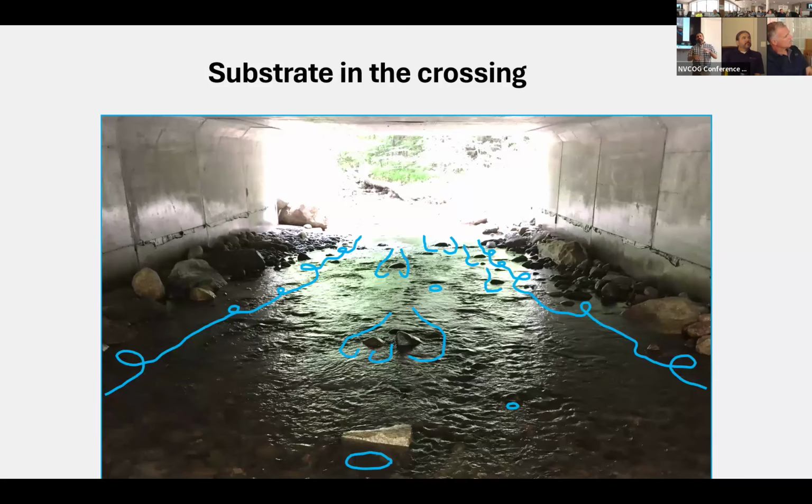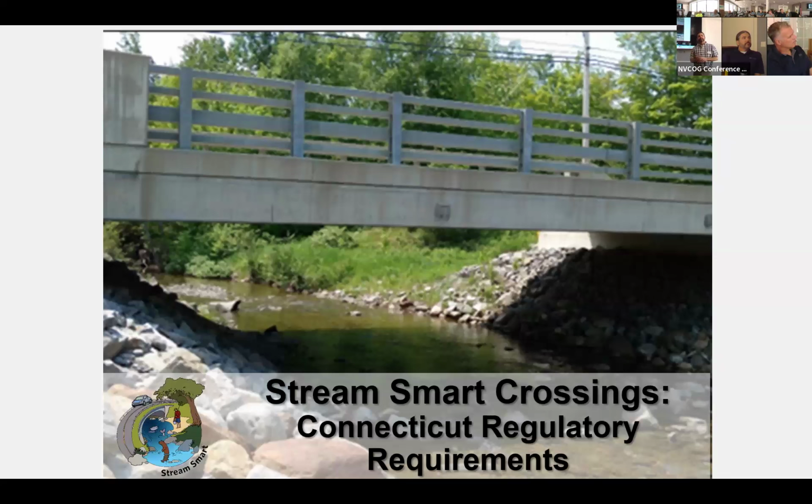So substrate in the crossing provides roughness. You get a little bit of bank line in this image here. You get some areas with low velocities or some eddies. All of that provides habitat, provides passage abilities for a range of fish, not just trout, but other creatures that are moving up and down the boulder. Any questions about any of that?